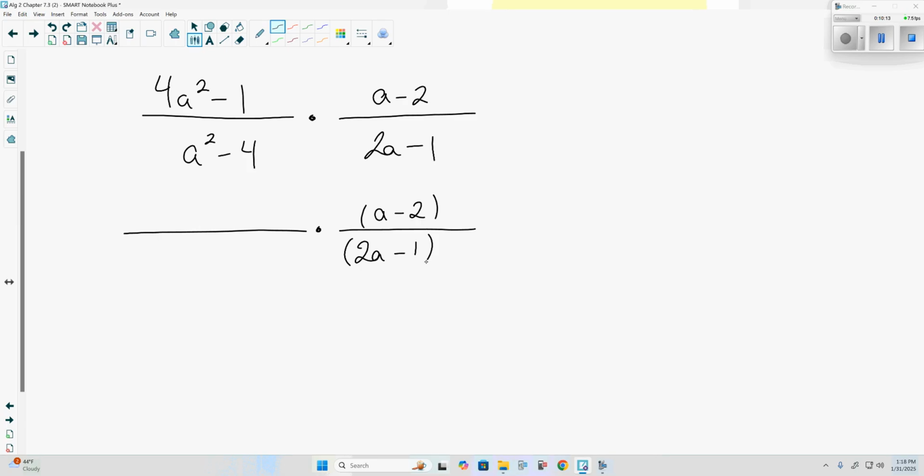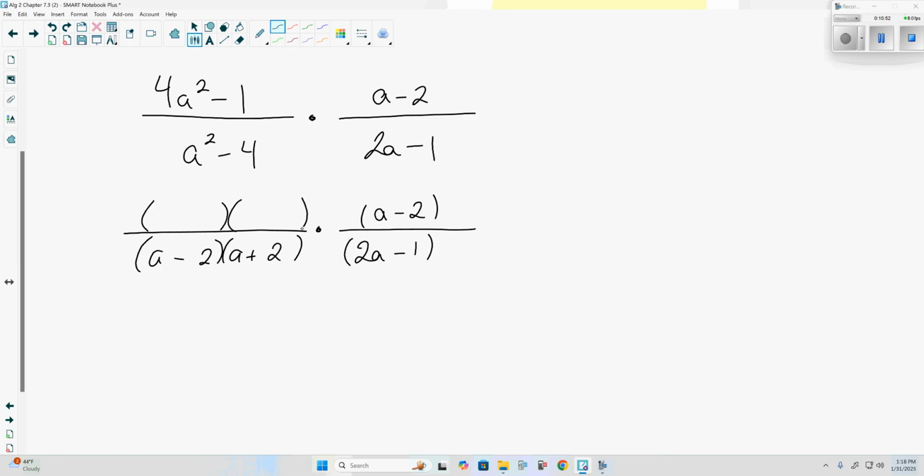A squared minus 4 will factor into A plus 2 and A minus 2, because A squared minus 4 is a difference of perfect squares. What times itself is A squared? A and A give us A squared, yes? What times itself is 4? 2 and 2. So we get A plus 2 times A minus 2. It's our difference of perfect squares.